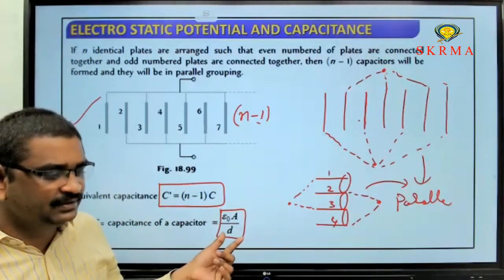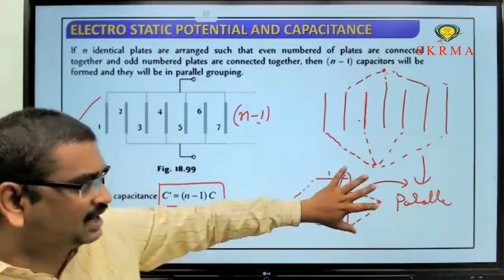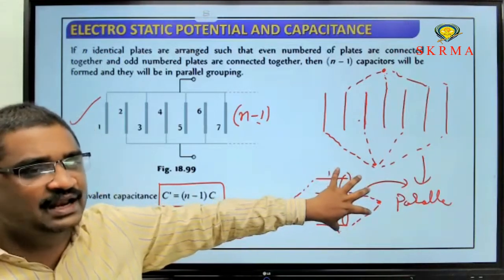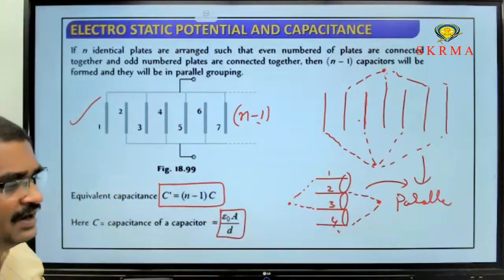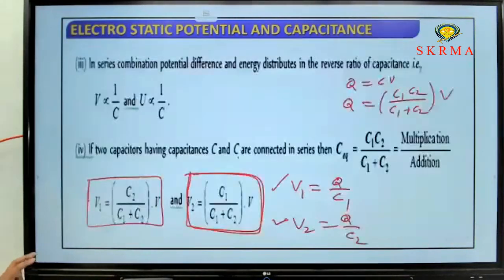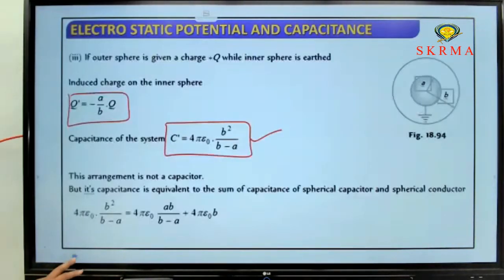Is this clear? So if the diagram or connection is like this, then we need to consider this one as a parallel combination. When you take that one as a series combination, we already discussed that one. So check it once again.